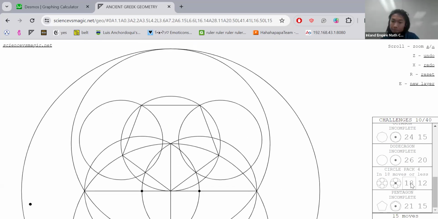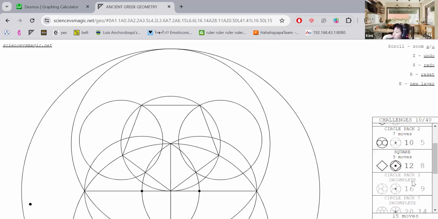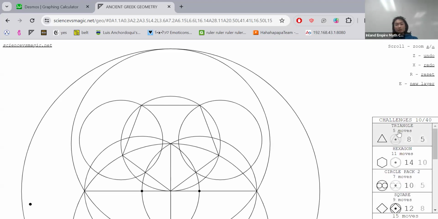But sorry, which one did you get? I got the triangle in an orange circle. Oh, triangle in an orange circle. Nice. How many moves is that? Like 12. Oh, nice.